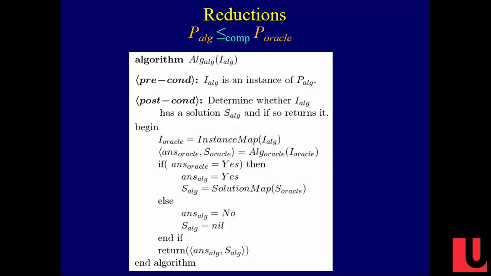Everybody get what we're doing here? And how do you do that? Well, if it's a yes, there's a solution to the algorithm problem. And if there's a solution to the algorithm problem, then I can map it over to a solution to the oracle problem. That's my solution map, which then gives me that this is a yes. Similarly, how do we go the other direction? If it's a yes, then it has a solution, and so I do the other direction solution map so that we get yes to yes. That's what we're doing here.